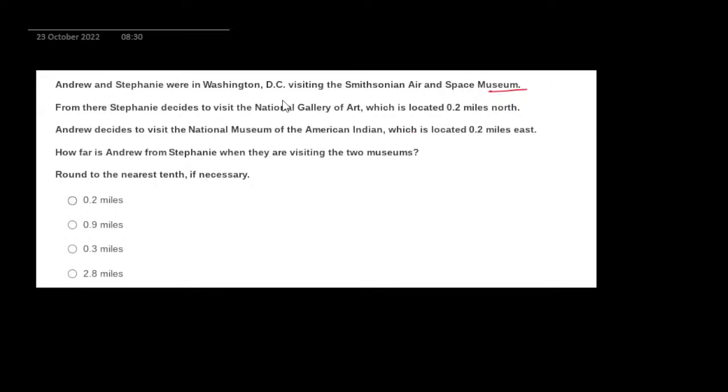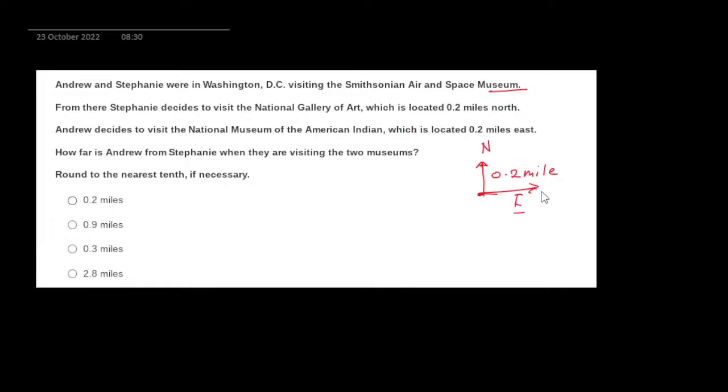Andrew and Stephen were in Washington DC visiting the Smithsonian Air and Space Museum. From there, Stephen decided to visit the National Gallery of Art, which is located 0.2 mile north. So suppose this is the place, and from here we go 0.2 mile north, and then the other one is going east. This is north, this is east.